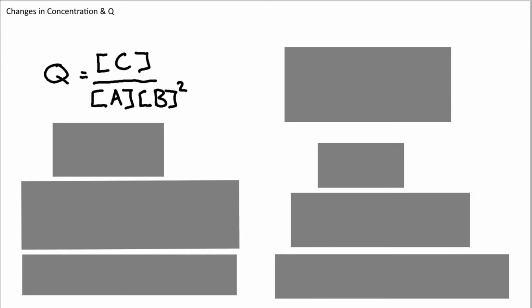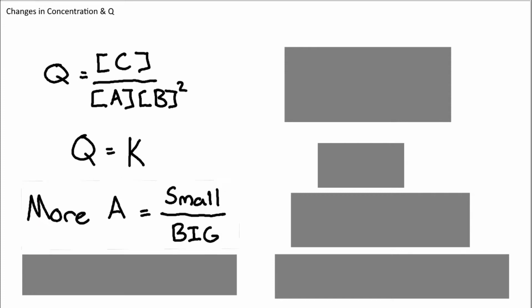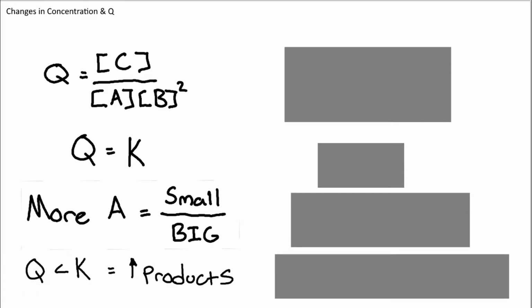So Q is obviously a comparison of the relationship between the concentration of the products and the concentration of the reactants. So when Q is equal to K, then the reaction is at equilibrium. So if we added more A, when we added that mole of A, we turn that relationship of products to reactants into the products being small and the reactants being big. And whenever you have a small numerator with a big denominator, your answer is going to be less than 1, or in this case, less than K. And K is going to be greater than Q.